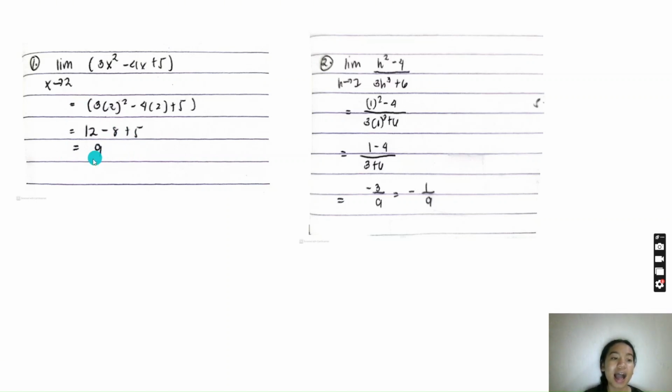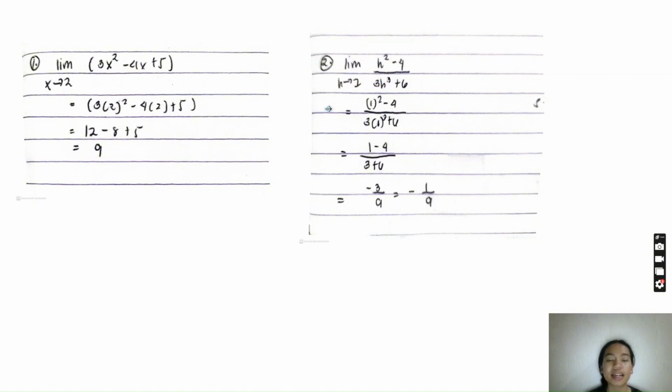Meaning to say, as x approaches 2, the values are approaching 9. And there are no values that are greater than 9. It should only be 9.001 or 8.9, any values that approach 9. No values higher than that. It should be at 9, a value that has 9 as its whole number.